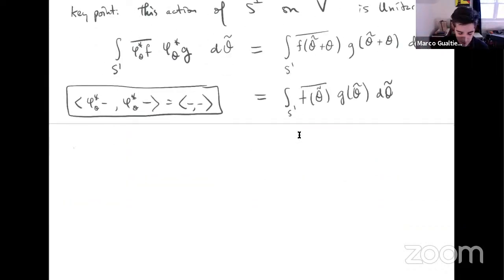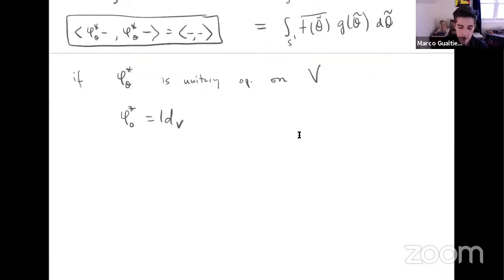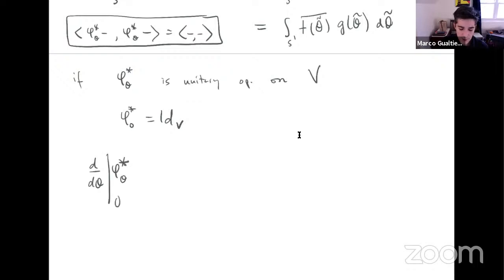So if φ_θ is a unitary operator on V, then, and by the way, at θ equal to 0, it's equal to the identity, what I can do is take the derivative d by dθ of this operator at θ equal to 0, and this will be a skew adjoint operator.